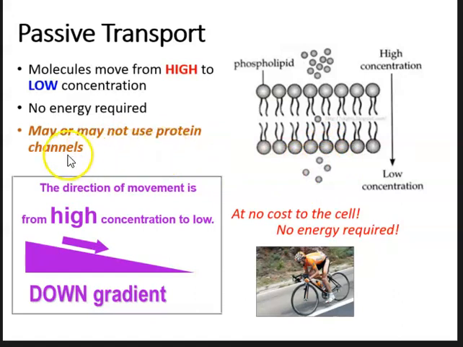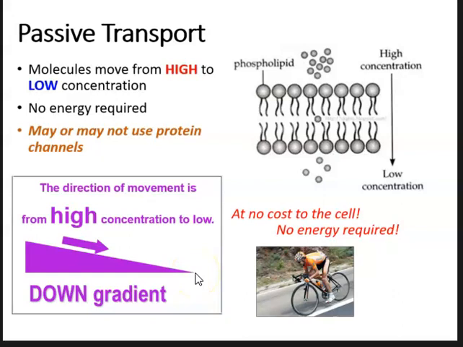Now, the direction of the movement is again from high concentration to low, and this is usually down a gradient. So imagine you're on a bike and you are at the top of the hill and you bring your bike down to the bottom. No energy is really required to push yourself or bike yourself down that gradient. So you are passively traveling down that hill, down the gradient.